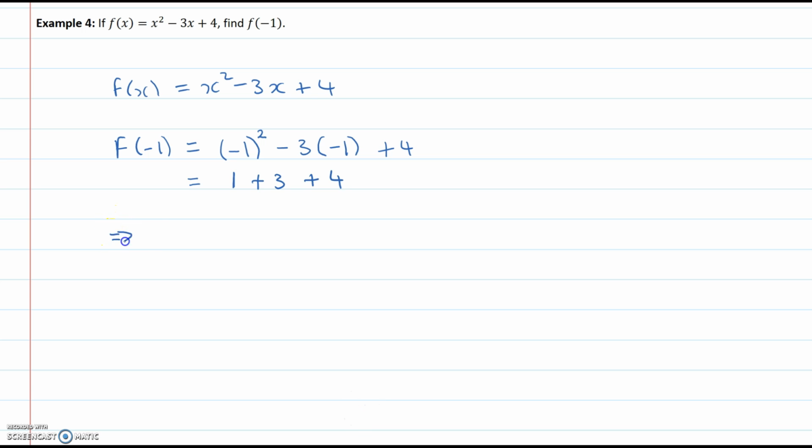So therefore, we have our answer, f of negative 1 is equal to 1 and 3 is 4, and 4 is 8. Okay, and that's all there is to it. Now remember, we're talking about functions here. So the negative 1 would be an element from the domain, and 8 would be an element from the range. Okay? Alright, well that's all there is to it. Very simple and brief.